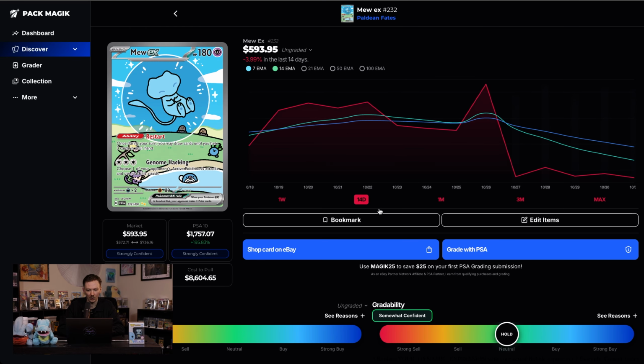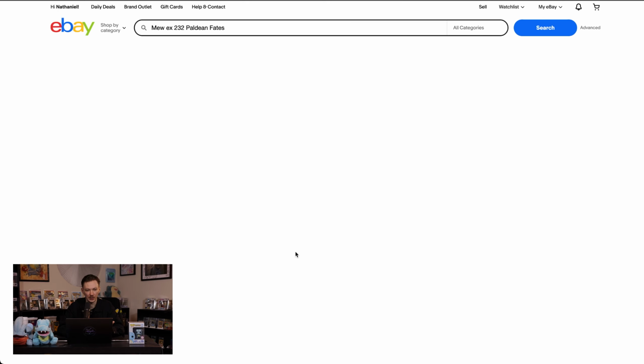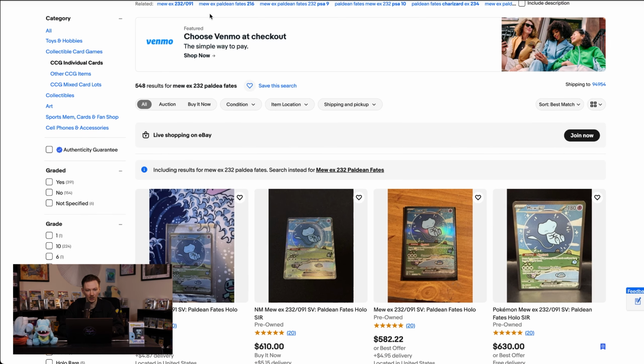So from here, I can also bookmark the card. I already have one, so I can edit the item. I can shop this card. If I hit this, it'll take me straight to eBay where I can start searching for the card. And so if I click here, eBay pops up with the card right away.